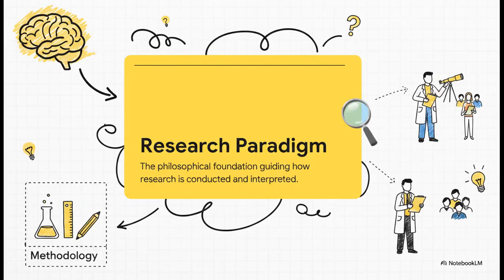So just to make sure we're all on the exact same page here, let's quickly define our core term. A research paradigm is the philosophical foundation that guides how research is conducted and interpreted. It really comes down to three big things. First, your assumptions about reality. Second, your assumptions about what actually counts as knowledge. And finally, your methodology, which is just the actual toolkit you're going to use to do your research. Every single researcher, whether we're talking about a quantum physicist or a sociologist, operates under a paradigm.